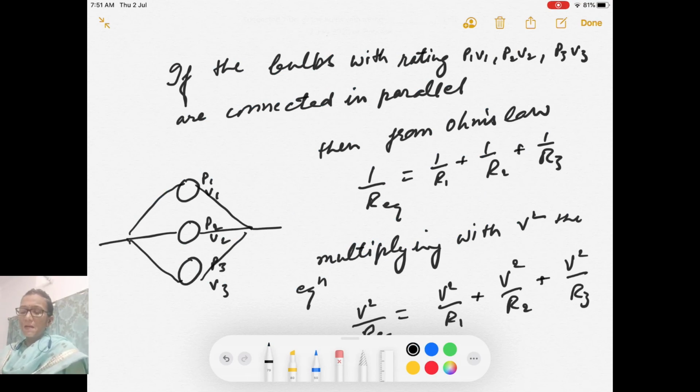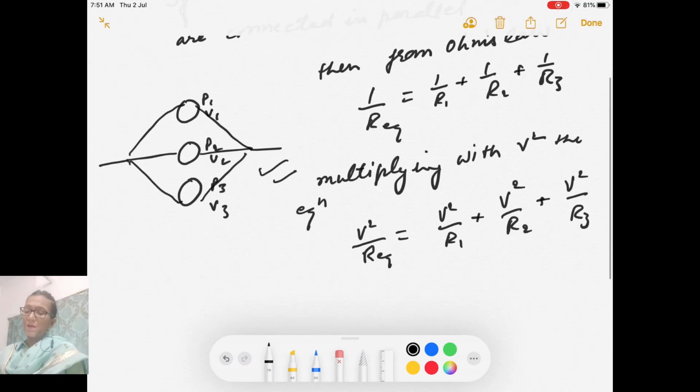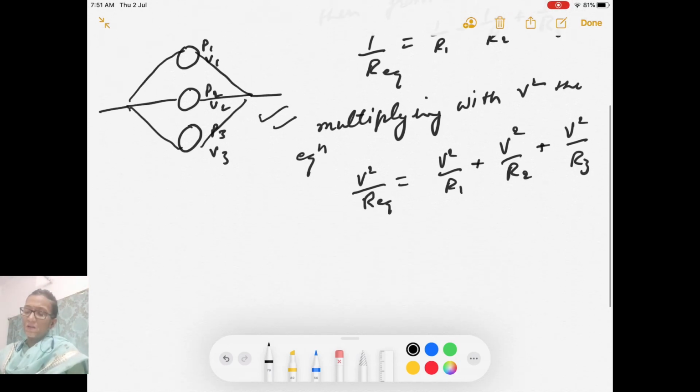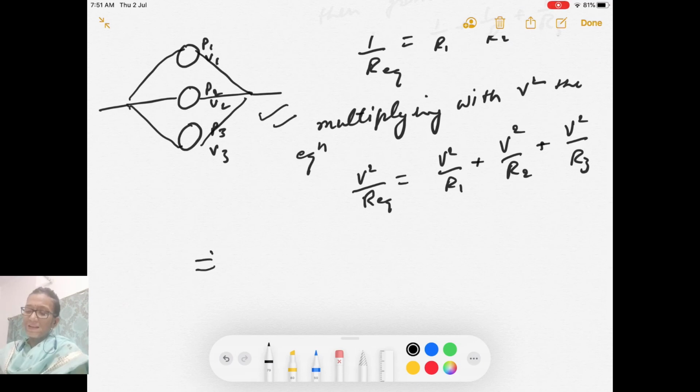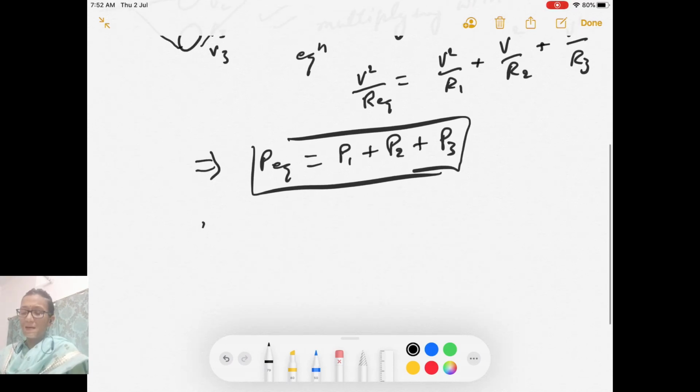Now when the bulbs are connected in parallel with ratings P1 V1, P2 V2, P3 V3, here you can see all are connected in parallel. So in a parallel combination, 1 upon R equivalent is equal to 1 upon R1 plus 1 upon R2 plus 1 upon R3. Now when you multiply both sides with V squared, you will get this, and it implies that P equivalent is equal to P1 plus P2 plus P3. So power is added in a parallel combination.